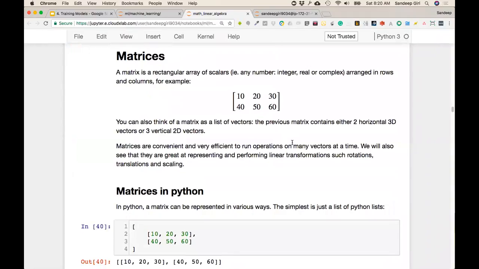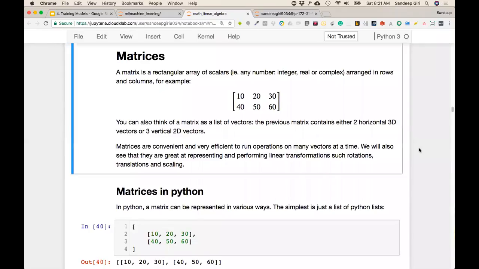Now let's talk about matrices. So a matrix is a rectangular array of scalars. It has rows and columns, and it is basically the tabular format. In case of machine learning, we have used matrices already. We have the data set with the various data points as the rows, while individual features of every data point are the columns, right? That was the matrix that we've dealt with.